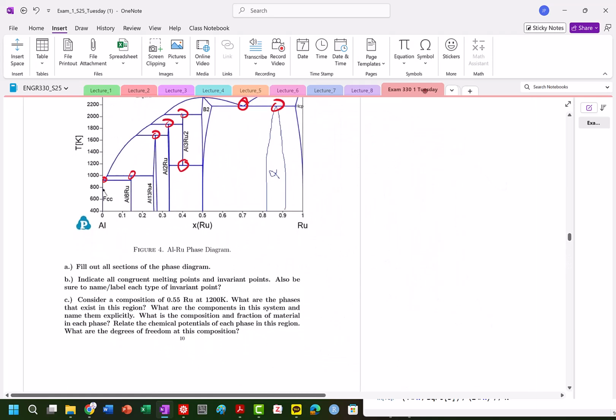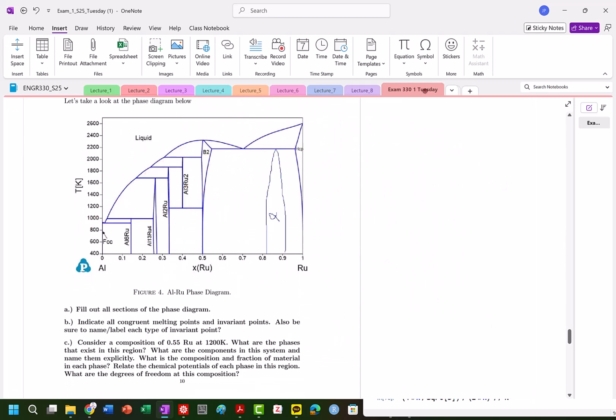Beautiful. All right, so we have this composition of 0.55 Ru at 1200 K, so right about here. What phases are we in? Well, we're in B2 and we're in alpha, so the chemical potential of my B2 phase is equal to the chemical potential of my alpha phase. So the composition, let's just say we're right here. Composition of alpha is about, let's say, 0.82. Composition of B2 is 0.5.